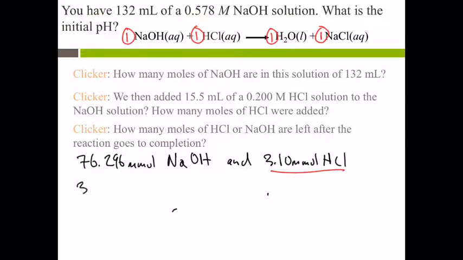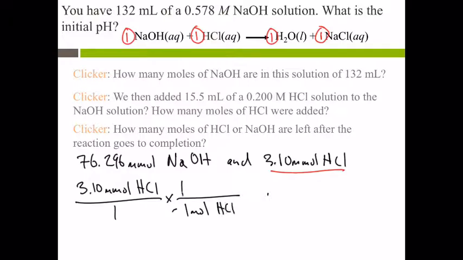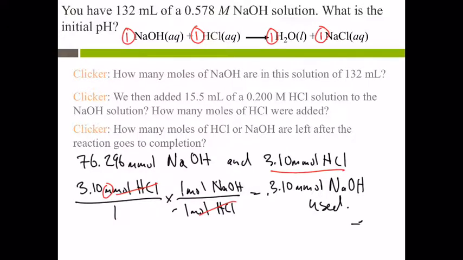Let's write that out. So if we have 3.10 millimoles of HCl, we know that it reacts 1 mole of HCl for every 1 mole of NaOH, and that means that we need to use 3.10 millimoles of NaOH used. So then how many are left over?